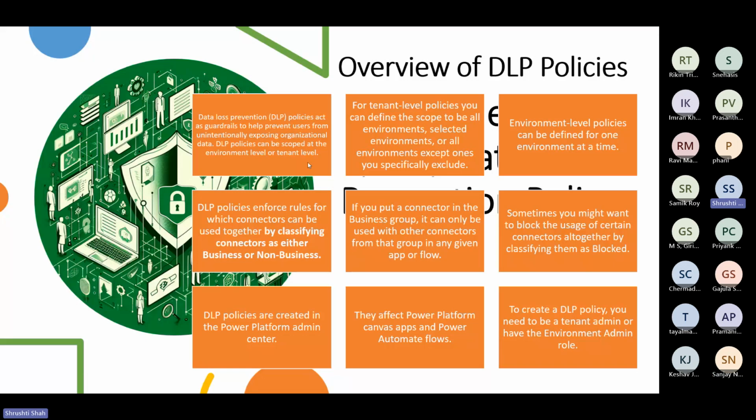So let's say I have data groups classified. There are three different data groups: business, non-business, and blocked. Now what I did is I created a DLP policy where I'm adding SharePoint, OneDrive, and Outlook into the business category, while all the other connectors like Teams, Gmail, Dropbox, and all the others which you can imagine and which are part of your Power Platform fall under non-business.